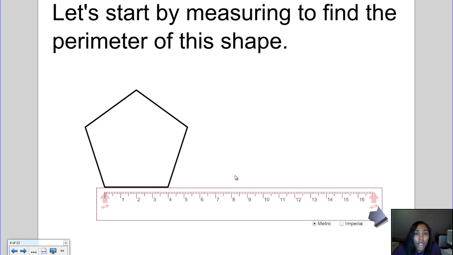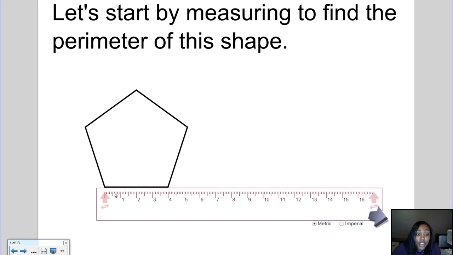So let's start by looking at this shape here, which is a pentagon. And we want to know, well, what's the distance around the pentagon? So to do that, we're going to have to measure the length of each one of the sides. Now, this is a regular pentagon, which means that all the sides are the same. So we'll just measure one side.